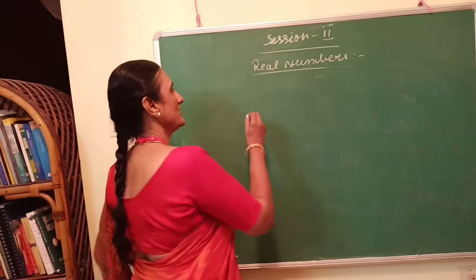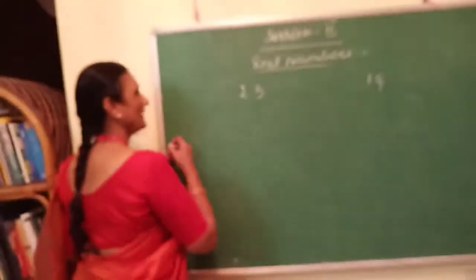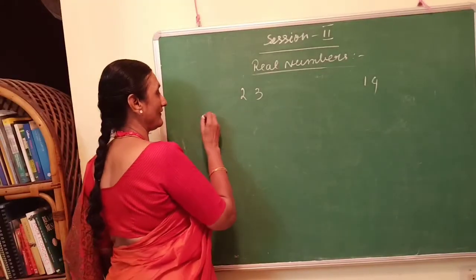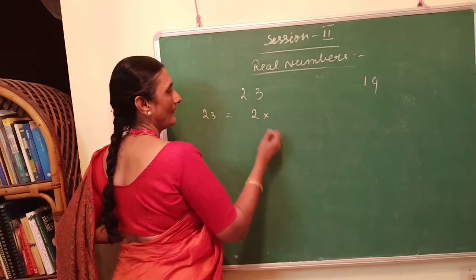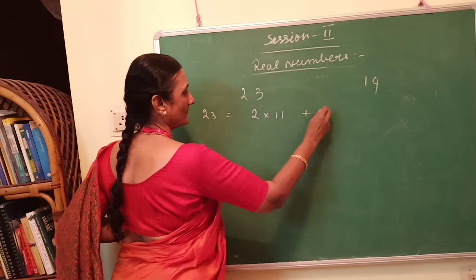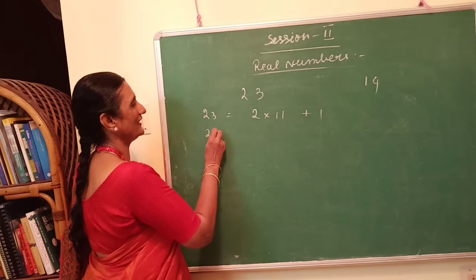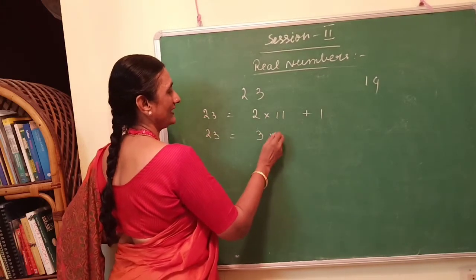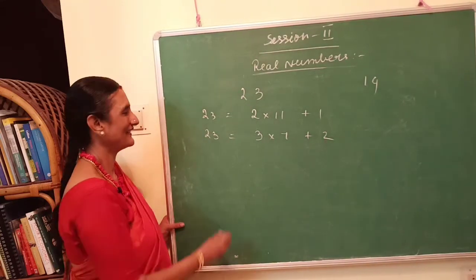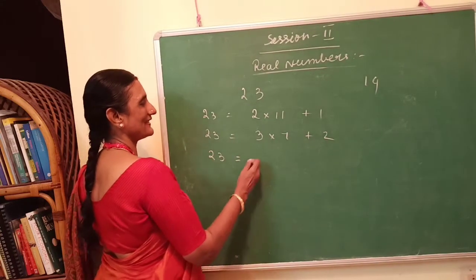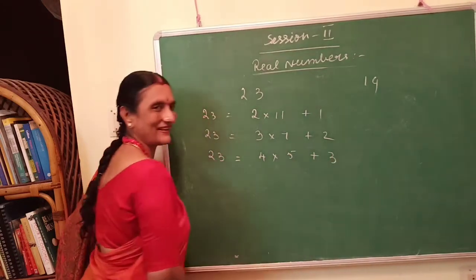Yes. Now 23 you take, and here 14 you take. Where we'll start, many of you would have written 23 is equal to 2 into 11 plus 1. How many of you wrote like this? Correct. Now some of you would have written 23 equal to 3 into 7 plus 2. Correct. Some of you would have written 4 into 5 plus 3.